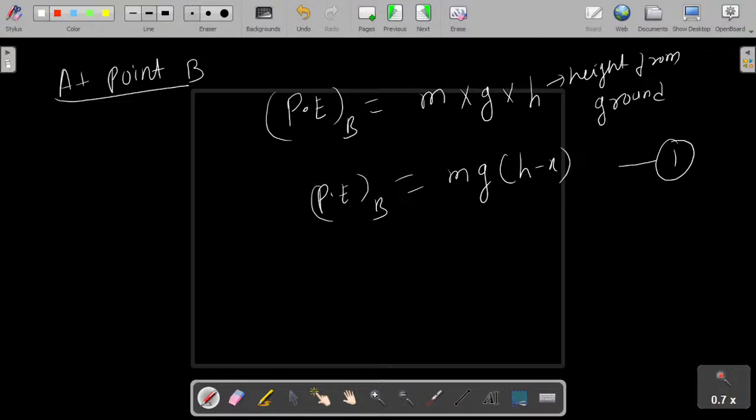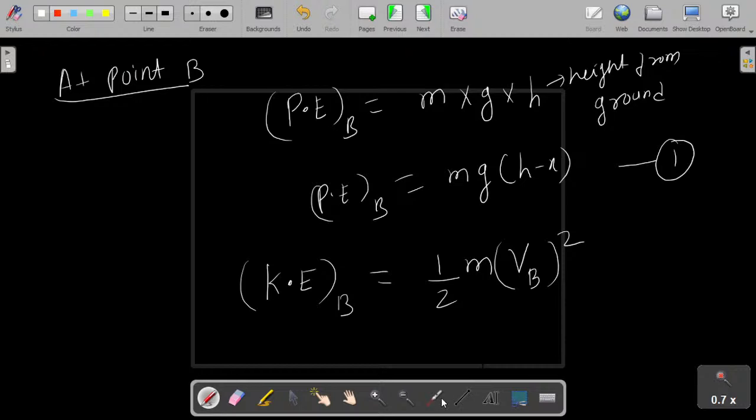Next, write down the kinetic energy at point B. So what is the formula for kinetic energy? Half mv square. So here it is B, that's why you have to write here the velocity at point B. Write down in this way. VB is the velocity of the object at B. Note down.